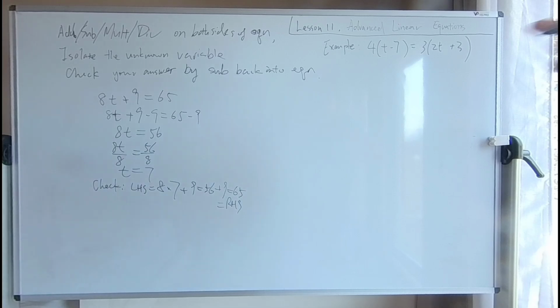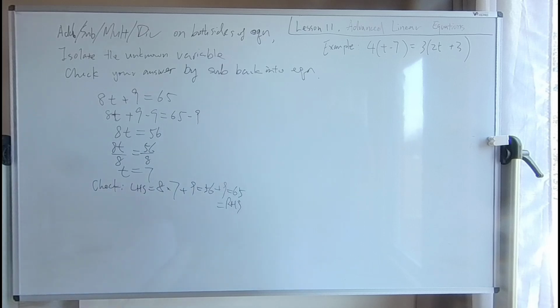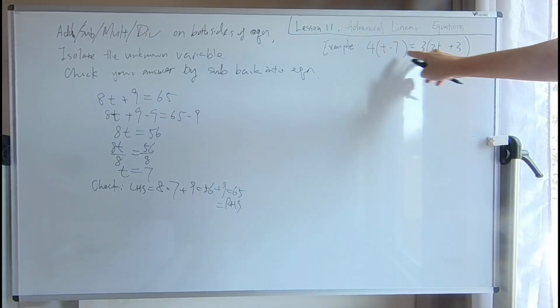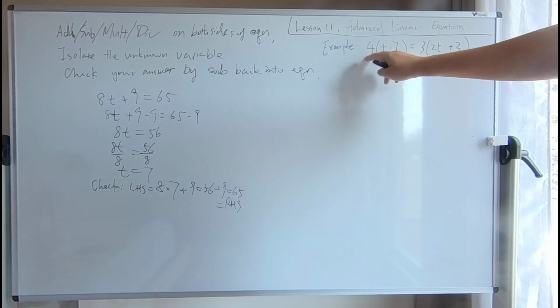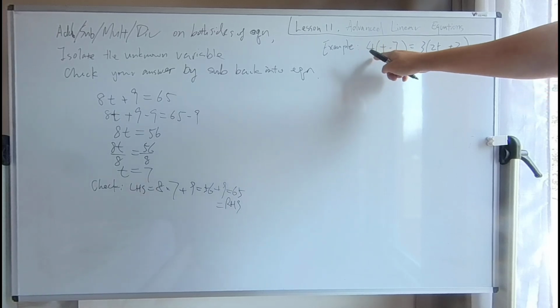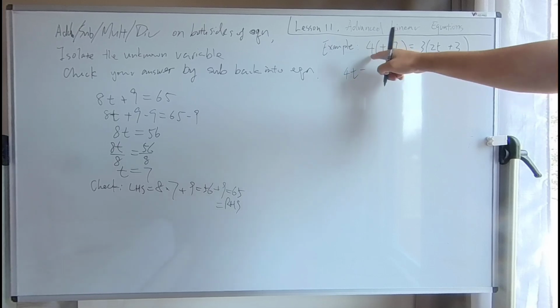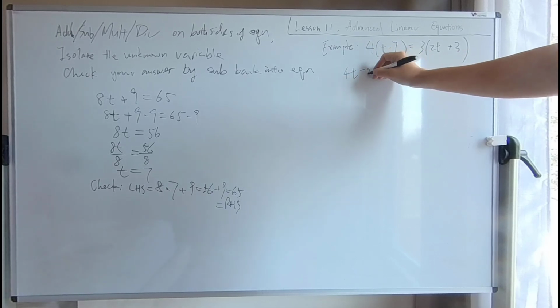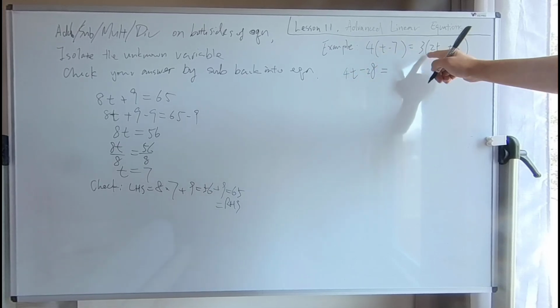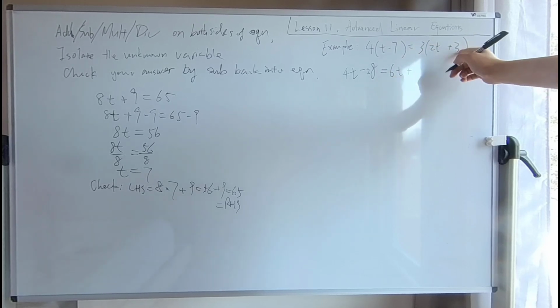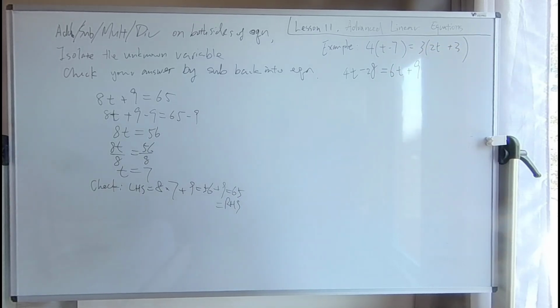Now, this one, remember we'll also learn the simplification of expressions, right? So we can first simplify the expressions on both sides of the equation. This is just simply multiplying this number into the brackets. I have 4t minus 4 times 7 is 28. On the other side, I have 3 times 2 is 6. So I have 6t plus 3 times 3 is 9.